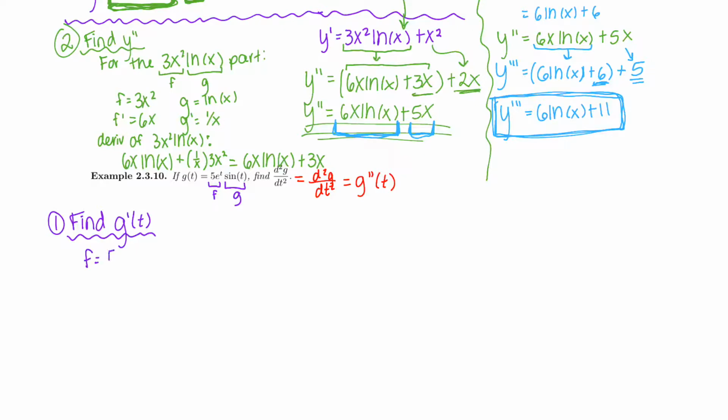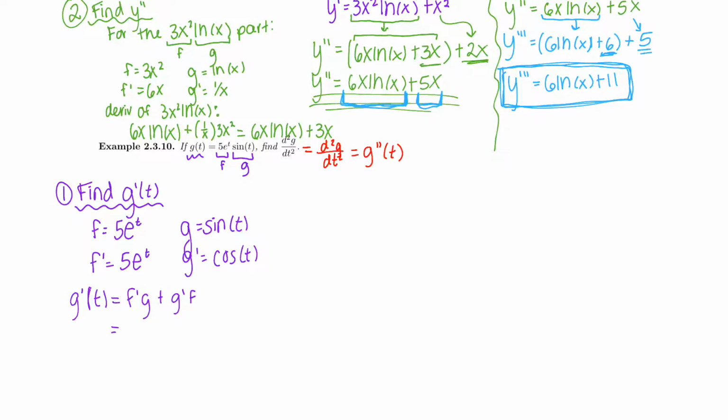So our f is 5e to the t. f prime is still 5e to the t, because e to the t's derivative is itself. For g, we have sine t, and g prime would be cosine t. So g prime of t, and by g prime, I'm talking about this g. Like I said, we have abusive notation sometimes, but we'll just go with it. So it's f prime g plus g prime f. f prime is 5e to the t. g is sine t, plus cosine t, so that's g prime, times f, which is 5e to the t.